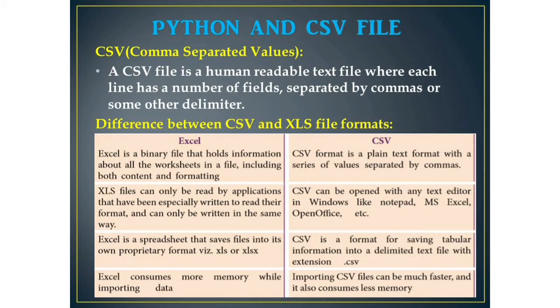Then the third point: Excel is a spreadsheet that saves the files into its own proprietary format, that is XLS or XLSX. In this format only you can save the Excel files. But CSV is a format for saving tabular information into a delimited text file with the extension .csv. For saving the CSV files we have to use the extension .csv. For Excel you have to use either XLS or XLSX.